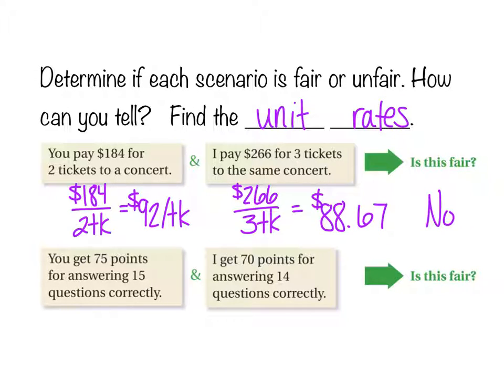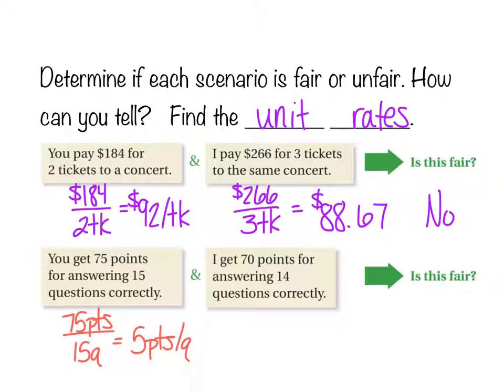And then for the next one, it says you get 75 points for answering 15 questions correctly. I get 70 points for answering 14 questions correctly. Is this fair? So this would be, again, points per question, not questions per point. That doesn't really make sense. Points per question. So we're going to do 75 points divided by 15 questions. And 75 divided by 15 is 5. That's points per question. And so we have to use both labels.